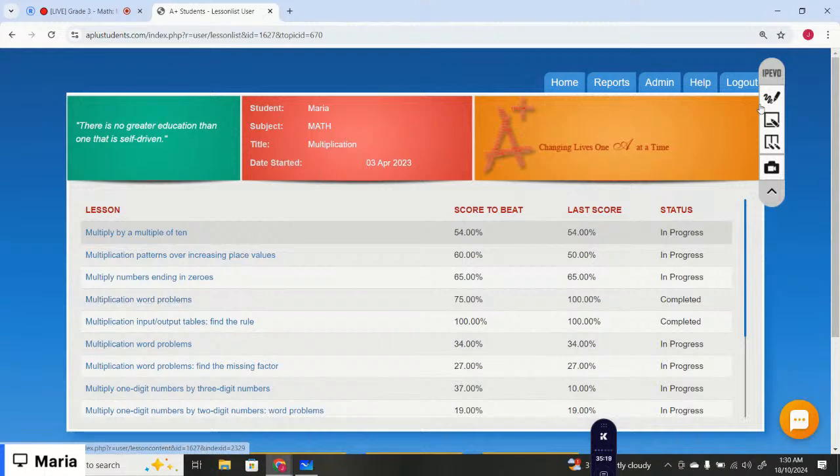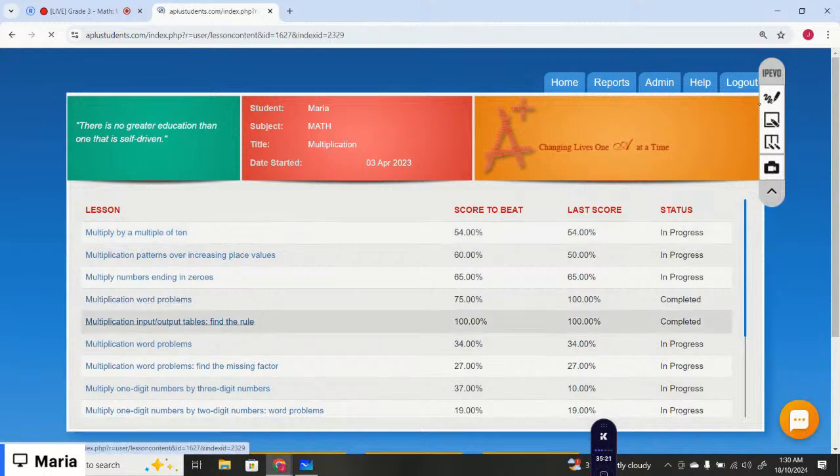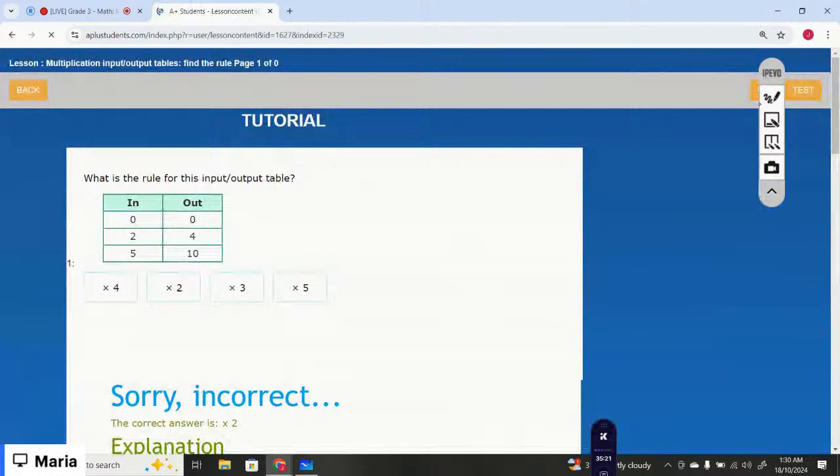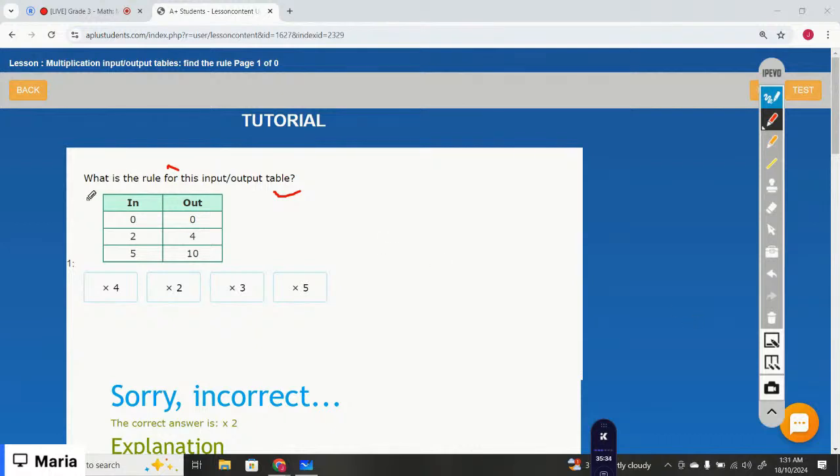Multiplication word problems you have to do on your own. Let's just start with the multiplication input output tables. Find the rule. What is the rule for this input output table? So basically, you have to multiply the input values by a number, then you have the output values. You have to see what number it is.